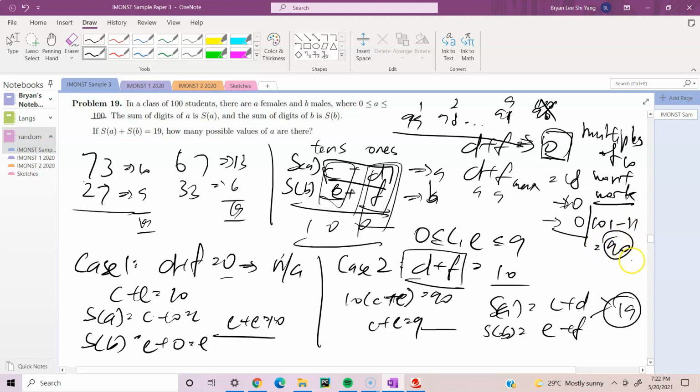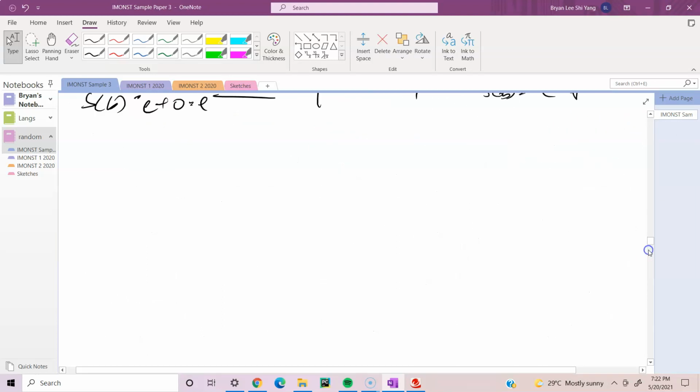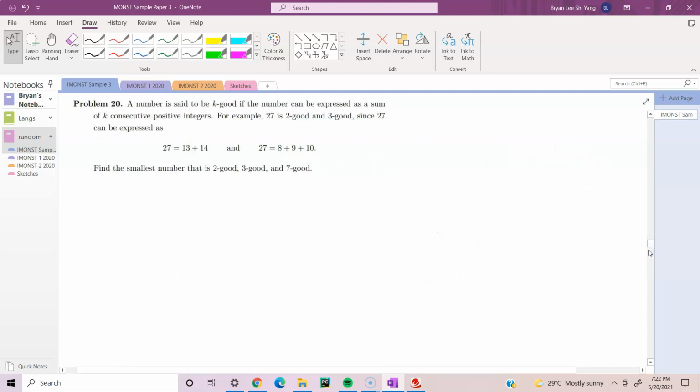So how many possible values of A are there? There will be 90 of them. So this will be the answer. And of course, again, I hope that I explained it in understandable English, okay? Now for the last question, problem 20.